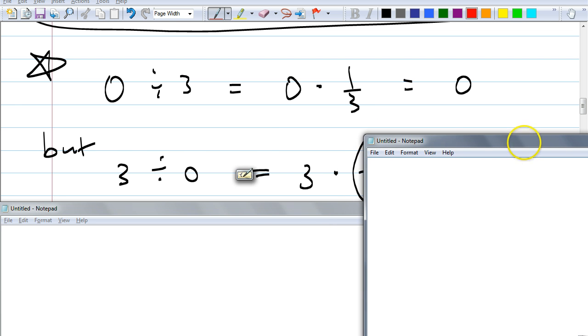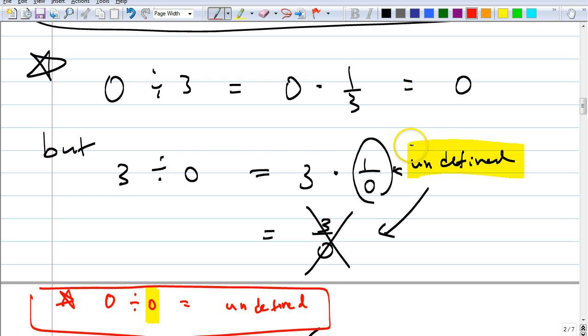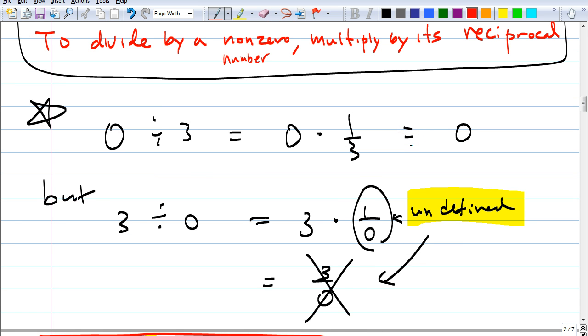Because does 0 have a reciprocal? No, it doesn't, right? You get 1 over 0. You can think of 0 as 0 over 1, but the reciprocal will be 1 over 0. It's undefined. Therefore, you cannot divide by 0. Okay, so this is undefined. You cannot divide 3 by 0.